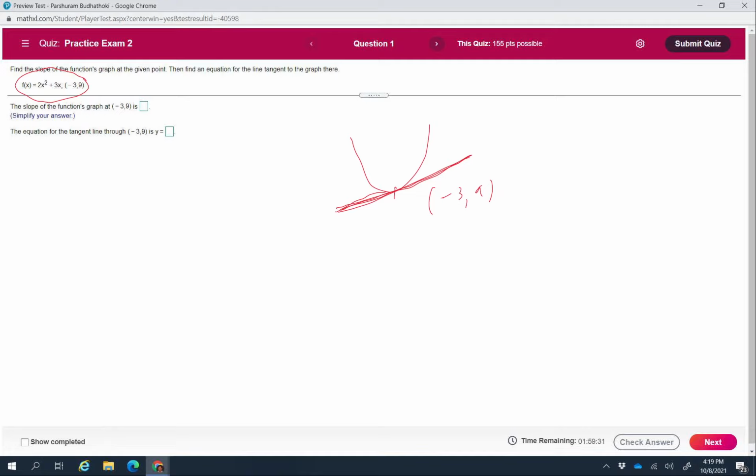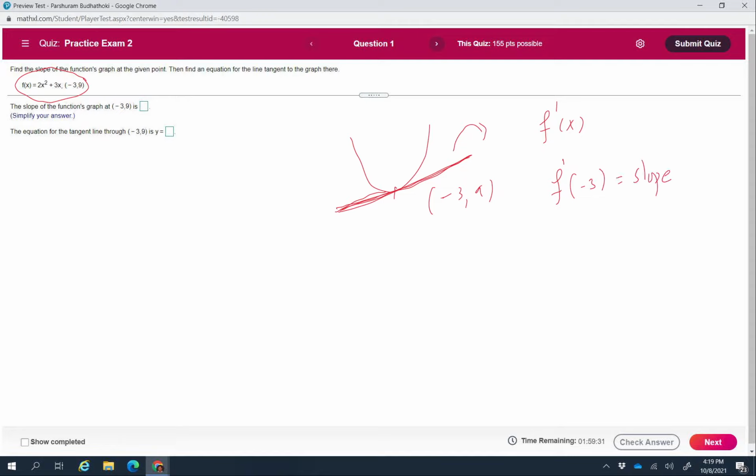of this tangent line. So remember, the slope of the tangent line means we are trying to find the derivative of this function at that point. So the idea is we need to find the derivative, and we need to find the value of that derivative at -3. That would be the slope.